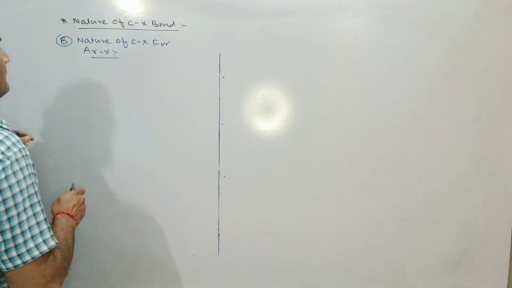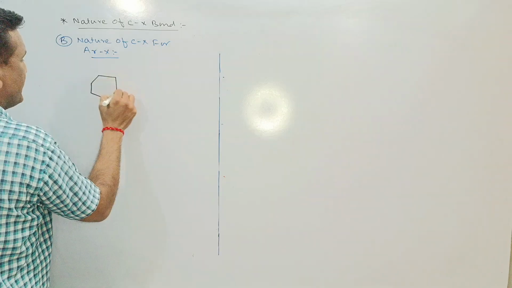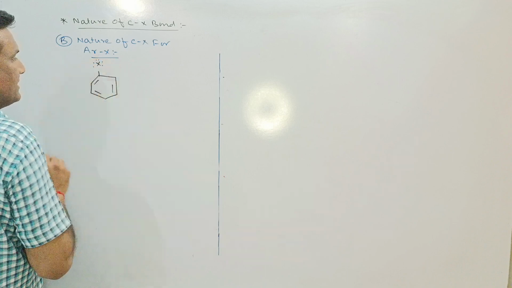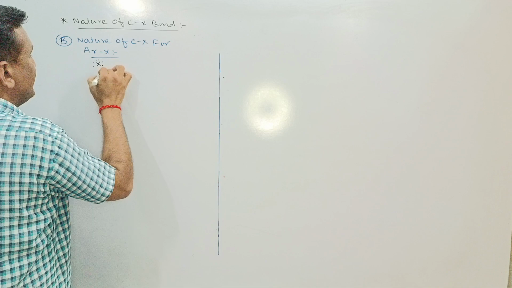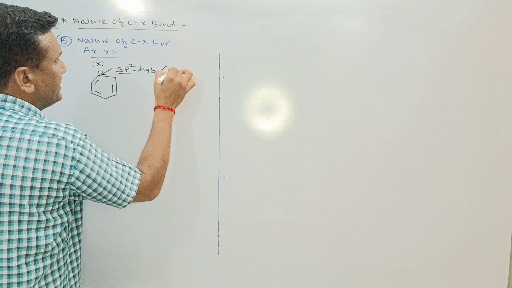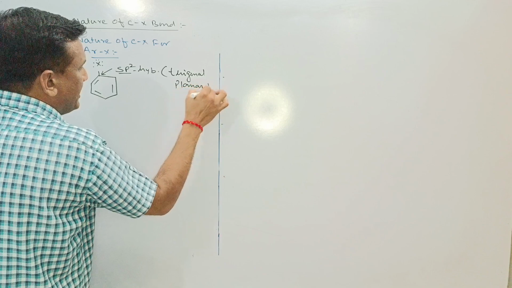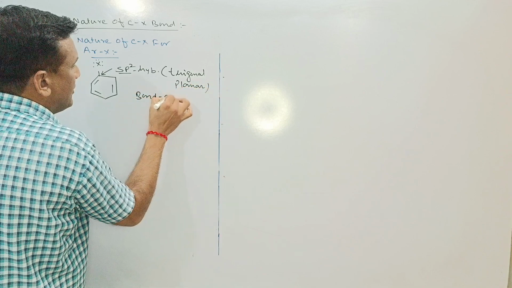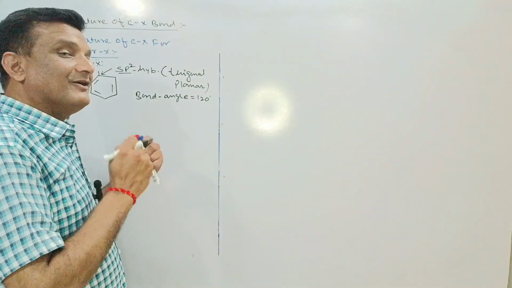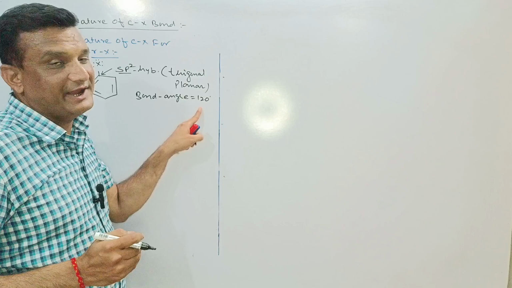So if you go with the nature of the C-X bond of ArX, this is the benzene ring, the most important thing, and this is the halogen. In conjugation with the pi bond, there is sp2 hybridization with trigonal planar geometry and a bond angle of 120 degrees, while on the other hand for haloalkane it is sp3, tetrahedral, and 109 degrees 28 minutes.